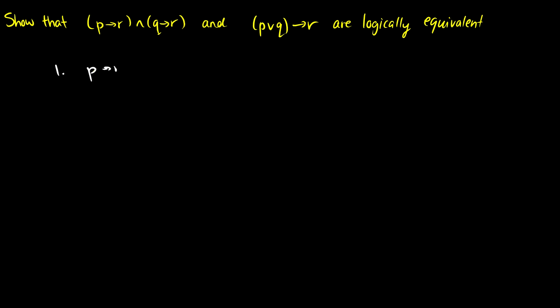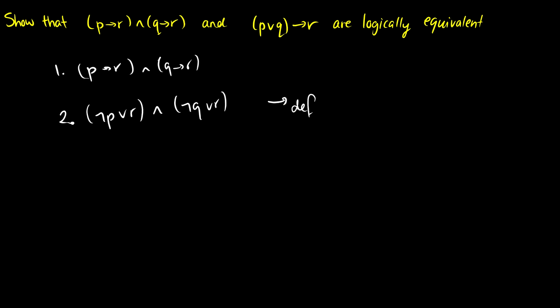So first, we're going to have our assumption. This is P arrow R and Q arrow R. We're going to use the definition of the arrow again on both of these. So we're going to get not P or R and not Q or R. So this is the definition of the arrow.